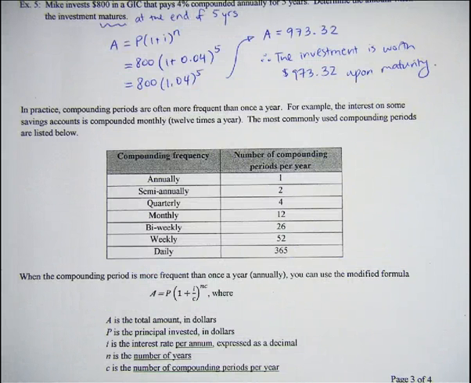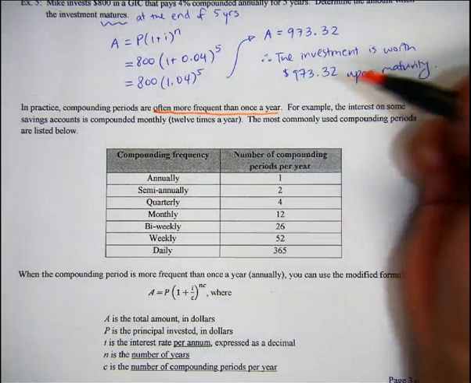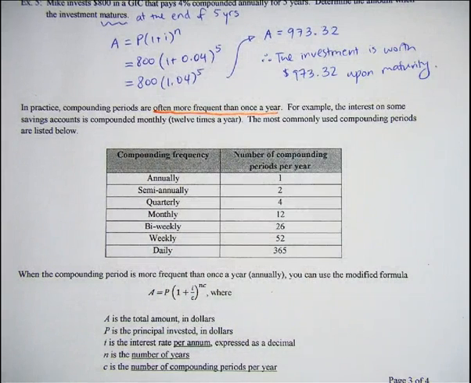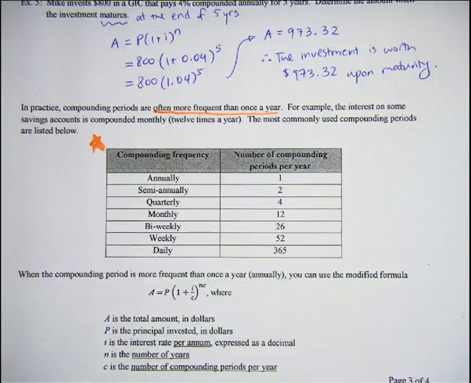Now, we're going to modify the compound interest formula just a little bit because in reality, compounding periods are often more frequent than once a year. So for example, the interest on some savings accounts is compounded monthly, meaning you get the interest 12 times a year. The most commonly used compounding periods are listed below in this table for you. So put a little star next to it. You need to know these numbers.